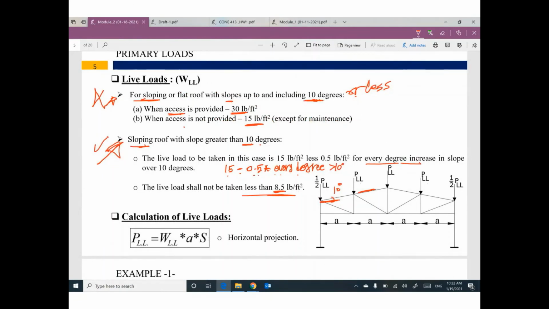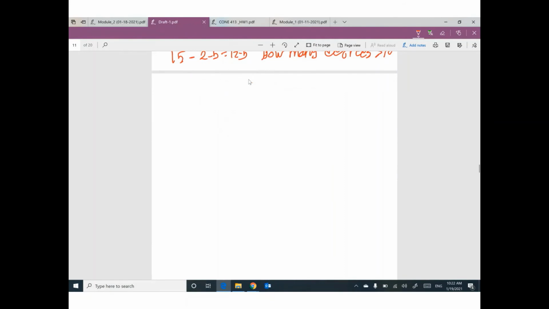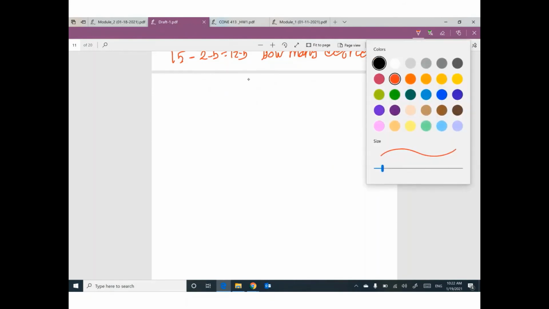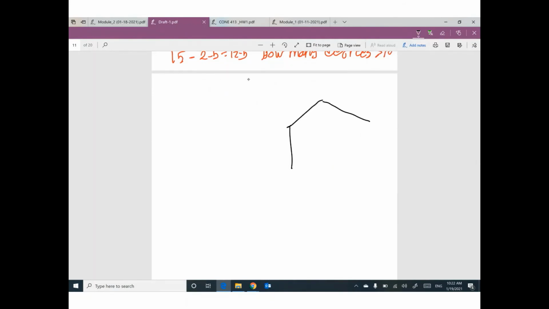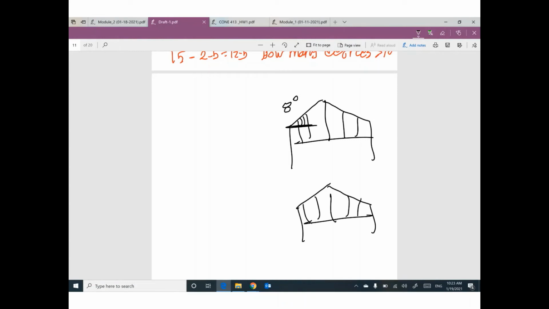One more time. We have truss. This angle equal 8 degree. We have another truss. This angle equal 30 degree. What is the value of live load here?